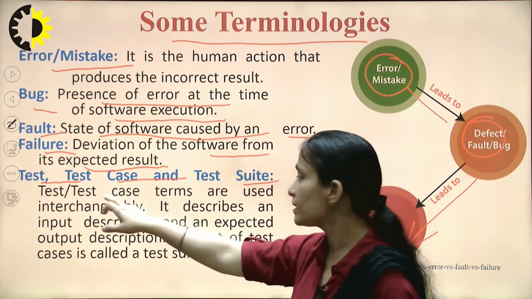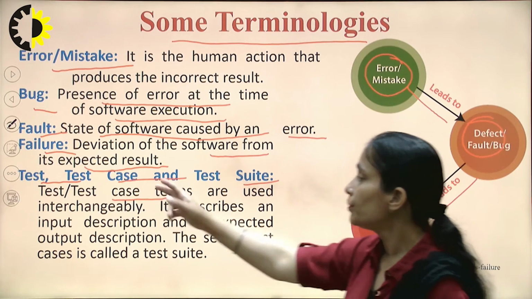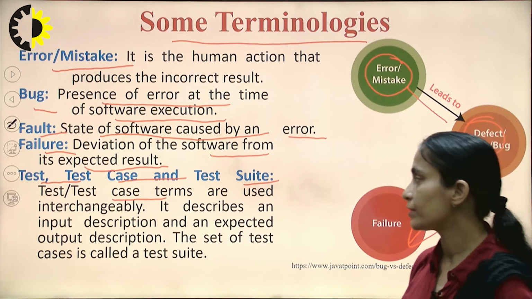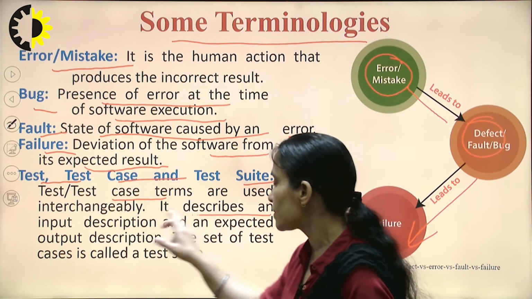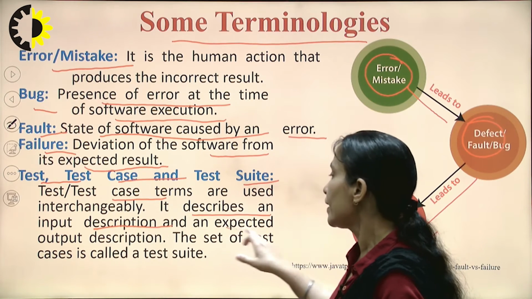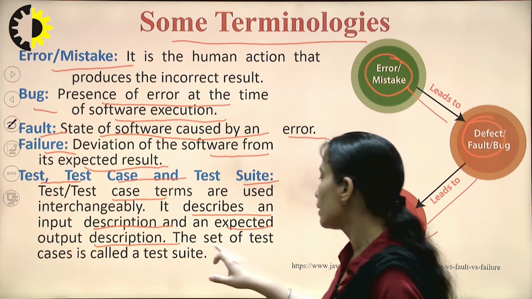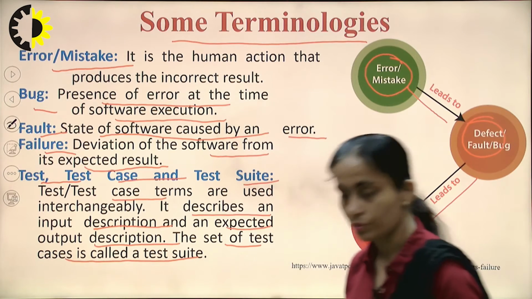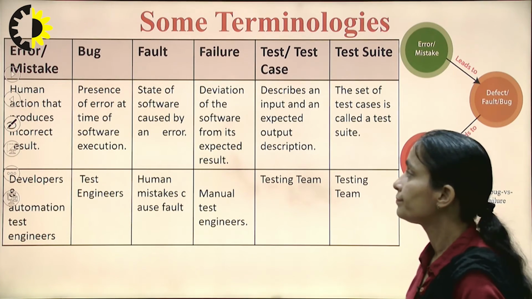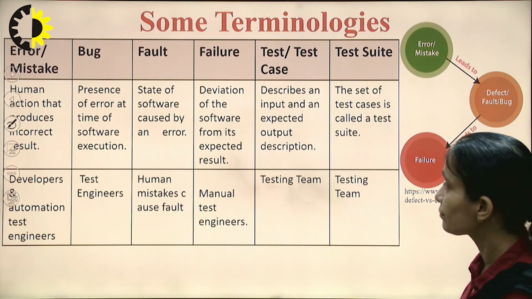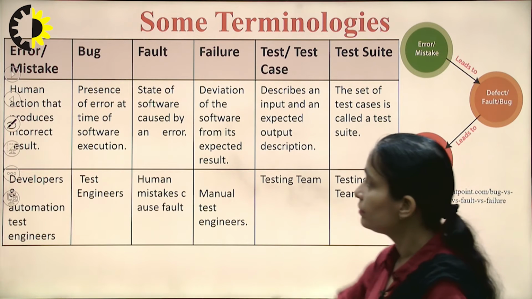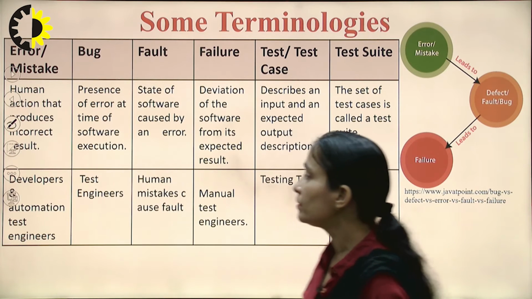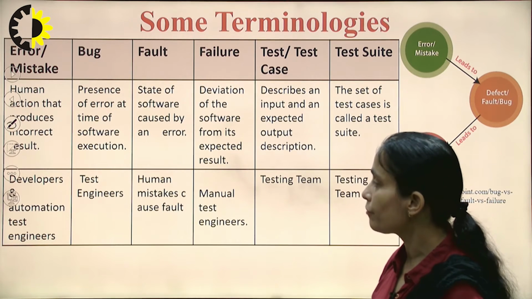Test and test cases are used interchangeably. Somewhere I will use test or somewhere I will mention test cases. It describes an input description and an expected output description. The set of test cases is called the test suite. Then I can say, human action is producing the incorrect result, presence of an error at the time of software execution.